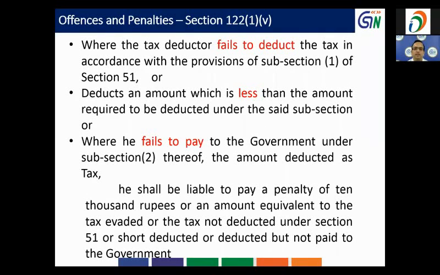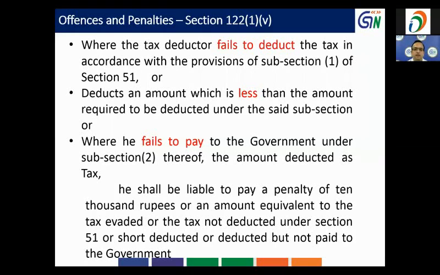So if a tax deductor fails to deduct the tax, so either you have made a payment of 2,50,000 or more, and you have not deducted tax at source, or you deduct an amount which is less, then you're liable to a penalty of 100 rupees.